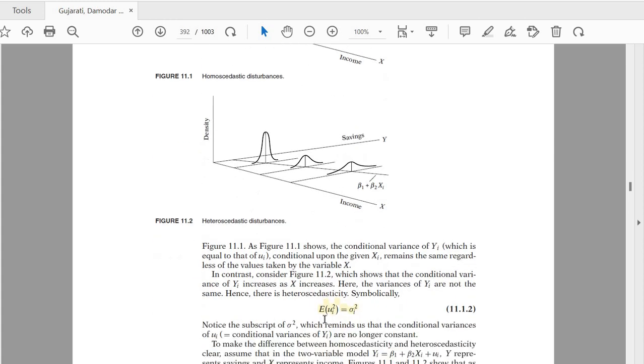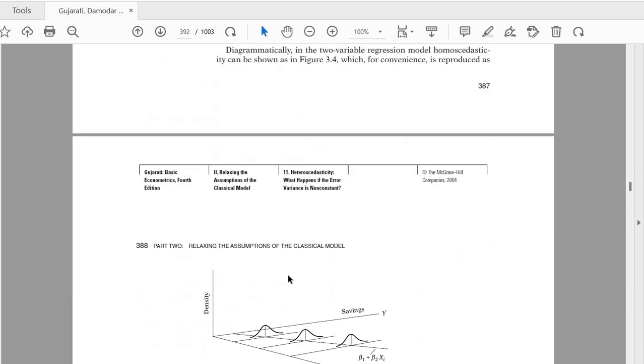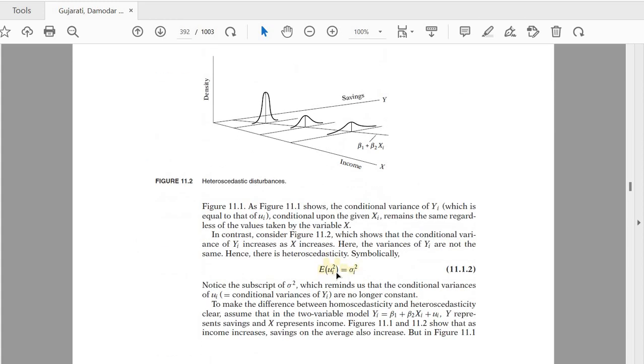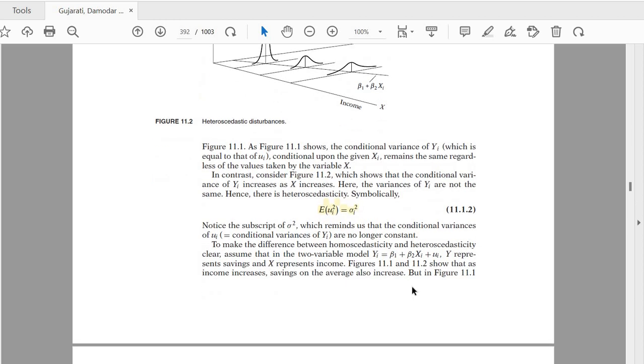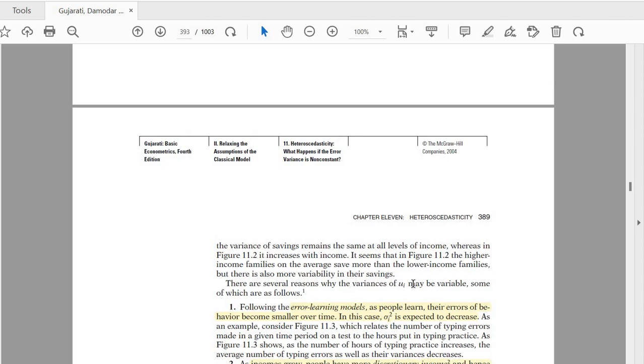Now let's see what is the reason and what is the way of writing this. In the previous case, when it is homoscedastic, we have expected value of ui square equals sigma square, whereas now we have expected value of ui square equals sigma square i. Can you see the subscript i? That i is representing that as the values of x are changing, correspondingly you are going to have a different value of variance for every expected value of xi. So that's called heteroscedasticity.